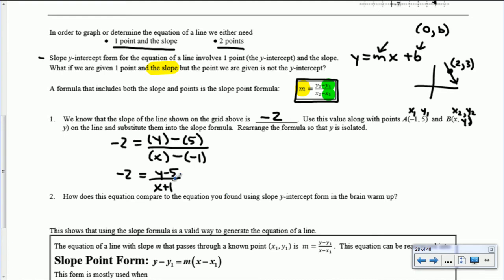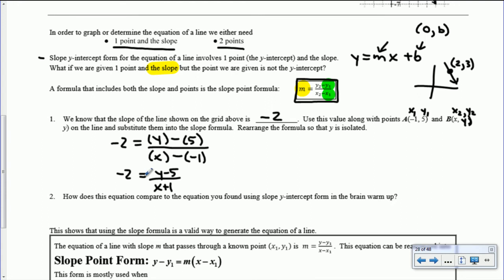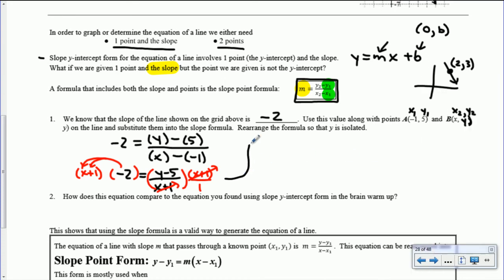If I want to get this x plus 1 upstairs, what I can do is multiply both sides by x plus 1. X plus 1 divided by itself on the right is just 1. And then this -2 needs to hit both of those things. So let's just rewrite that. Next up we'll have -2x subtract 2 equals y minus 5.